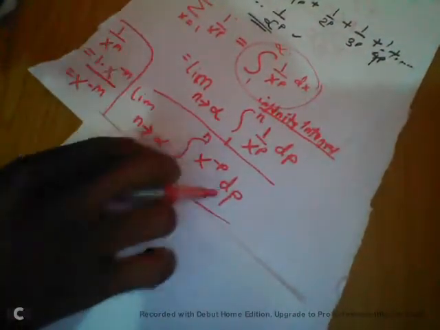Okay, so let's go to the next page. I hope everybody could see that. Let's continue. So now we have our limit as n approaches infinity, continuing from right there: the integral from 1 to n of x negative p dx.